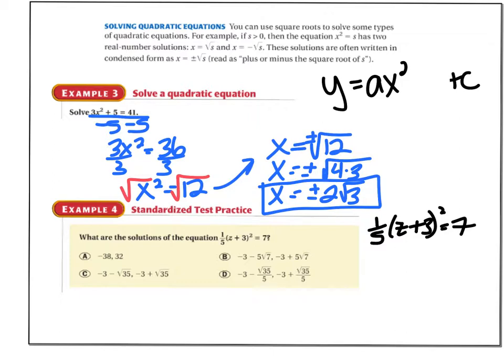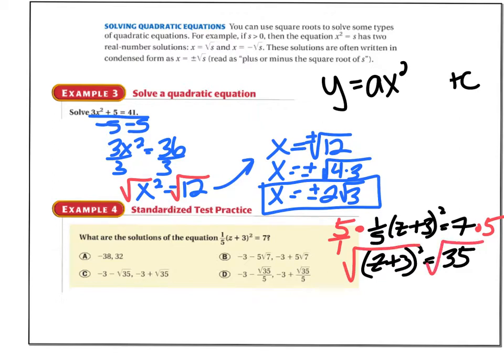So we'll begin by undoing the 1/5 times that quantity, and we undo that by multiplying by the reciprocal, 5, or 5 over 1, however you see it. And then you are left with z plus 3 squared equals 35. And now you're ready to square root, because there's nothing else you can do, and that whole quantity is isolated. So square root both sides, and then you are left with your next line, z plus 3 equals plus or minus the square root of 35.